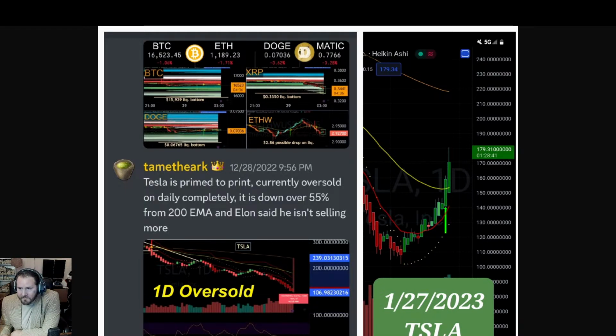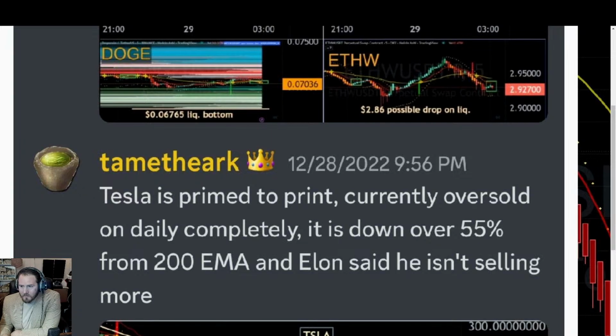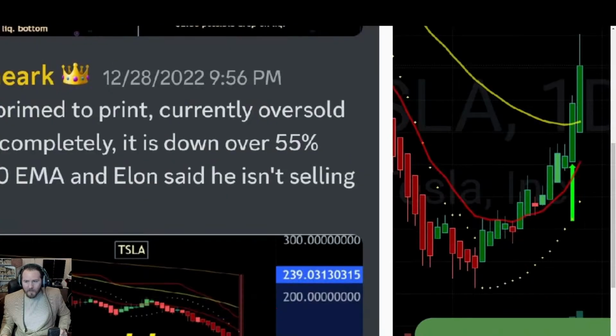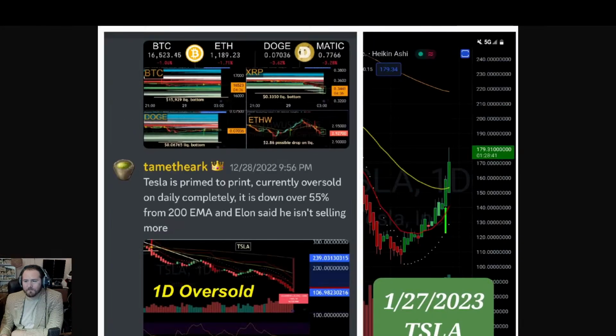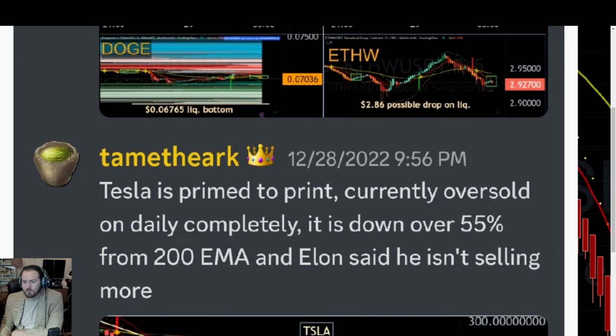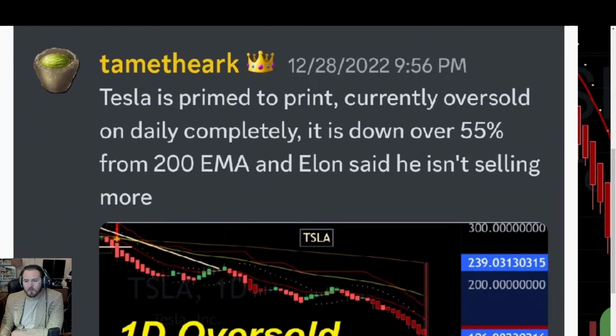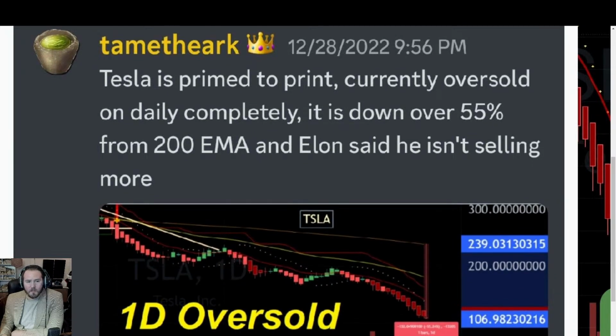I had in the Discord, Tesla is primed to print, currently oversold on daily, down 55% from the 200 EMA, and Elon said he isn't selling more. That price, $106. $106! Why didn't you load up on your Tesla? Imagine if you would have bought your Tesla at $106.